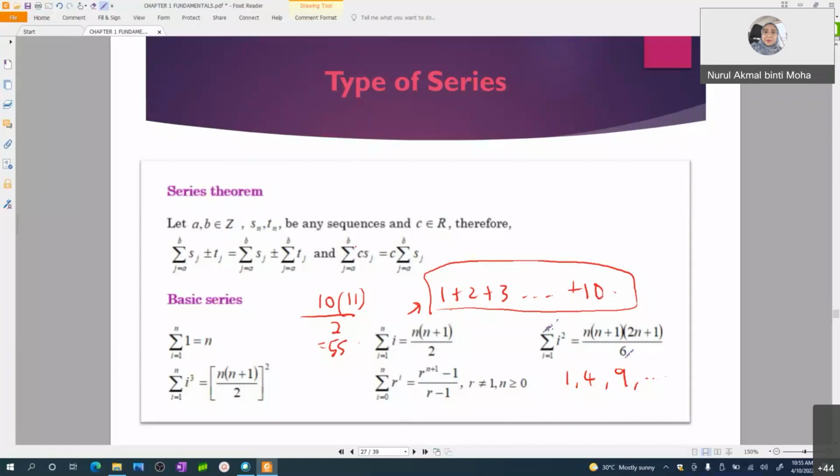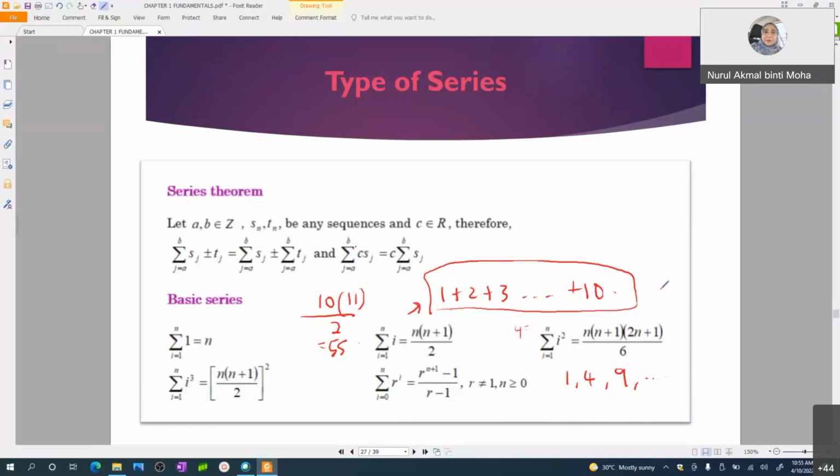Okay. So if you have n equal to, let's say, only 4, the formula here will be 4 multiplied with 5 multiplied with 8 plus 1, equal to 9, divided by 6. So that will be the value. Okay?